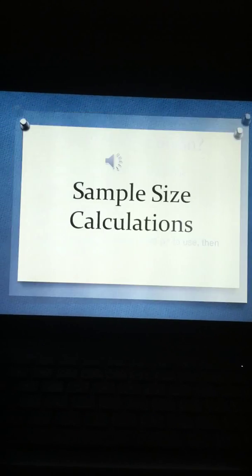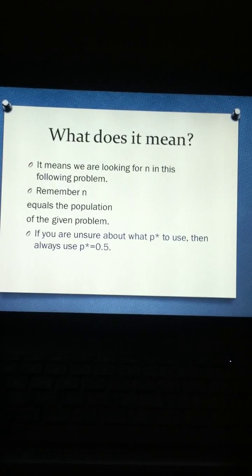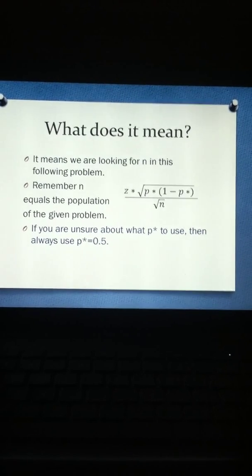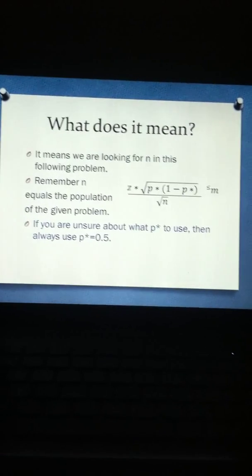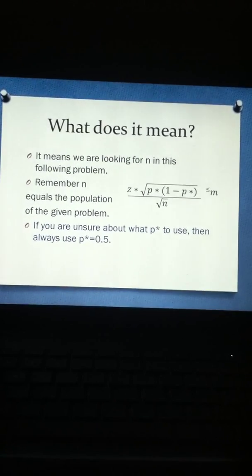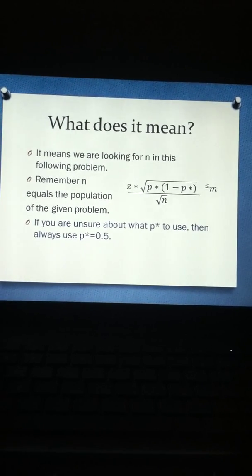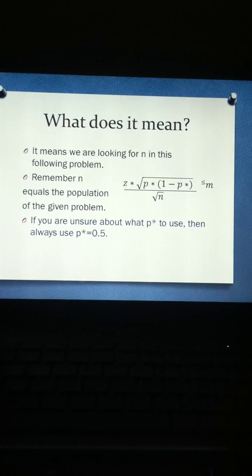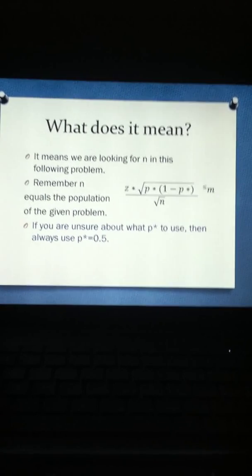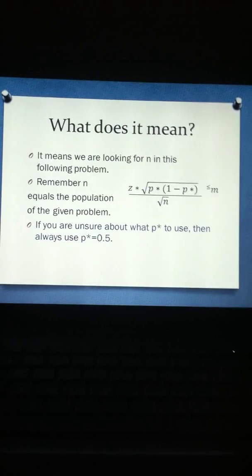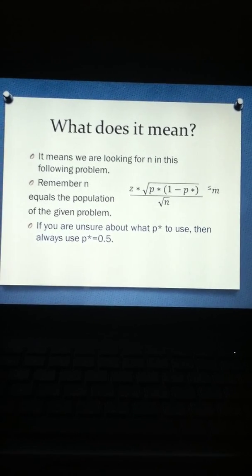Sample size calculations. What does it mean? It means we are looking for n in the following problem: Z star times the square root of P star times 1 minus P star, all over the square root of n, is less than or equal to m. Remember, n equals the size of the sample in the given problem. Also, if you're unsure about P star, you have to use P star equals 0.5.